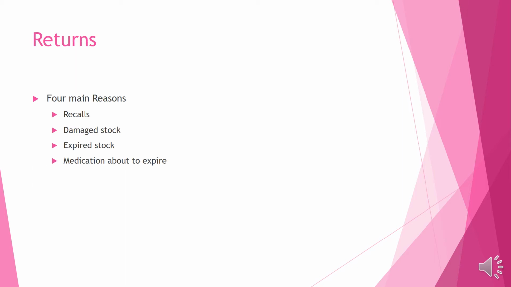Returns. Medication is returned to the warehouse or manufacturer for four main reasons. You have drug recalls, damaged stock, expired stock, and medication that's about to expire. So let's talk about the drug recalls first. Drug recalls come in three different classes. You have Class 1, Class 2, and Class 3.